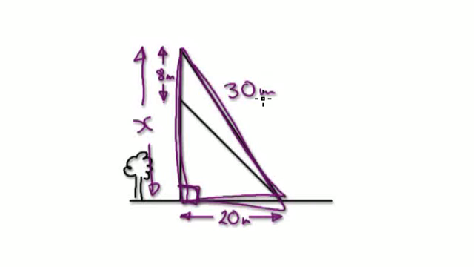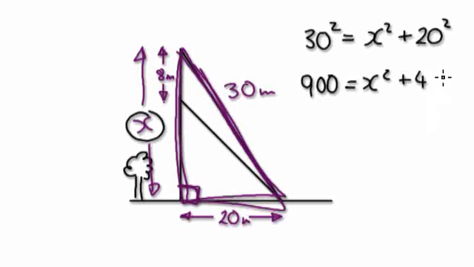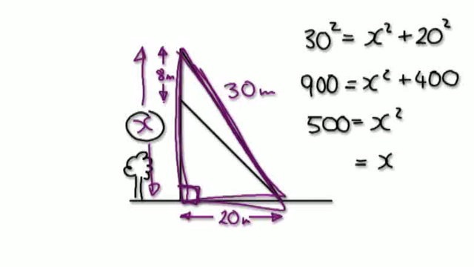So let's use Pythagoras here. This would be the longest side here, 30. So 30 squared equals x squared plus 20 squared. So this would be 900. This would be x squared, and then 20 squared is 400. Okay, and now take away 400 from both sides. So 500 equals x squared. So x is root 500.